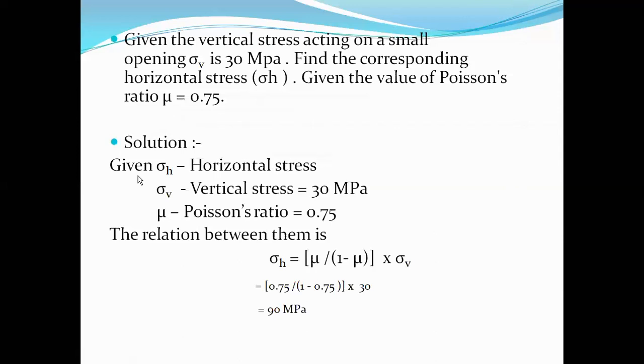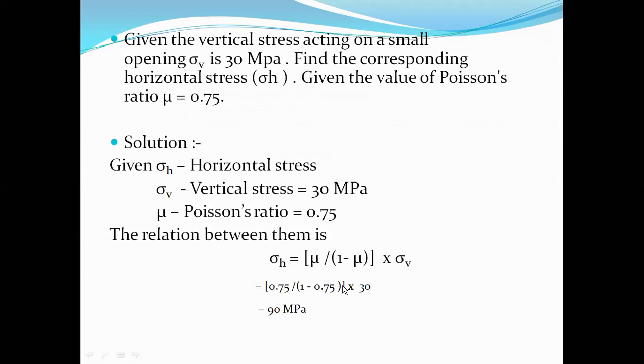Now let us see what exactly this problem is. Given the vertical stress acting on a small opening, sigma v is 30 megapascals. The value of Poisson's ratio, mu, is 0.75, and we are asked to find the corresponding horizontal stress. So sigma h is what we need to find, sigma v is 30 megapascal, and mu is 0.75.